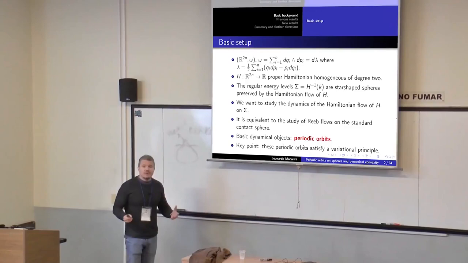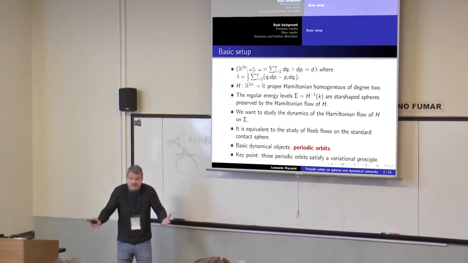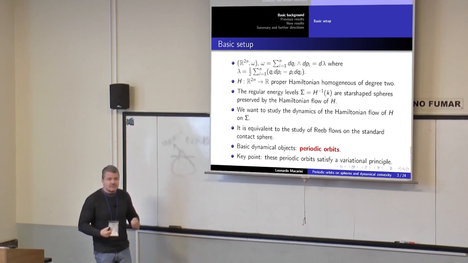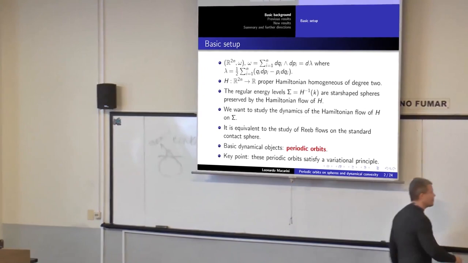And the key point is that in general, if you have a flow, finding a periodic orbit is something difficult, right? You don't have something to start with. But in the Hamiltonian context, you have something very useful, which is the fact that periodic orbits are critical points of the action function. You have a variational structure behind the periodic orbits. More precisely, you have the following.